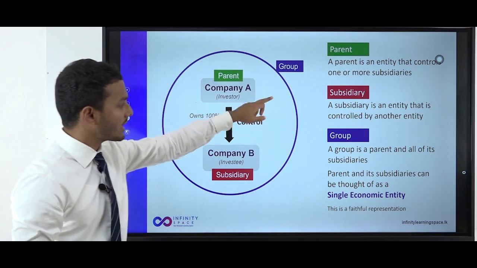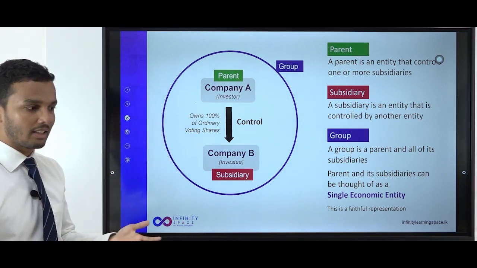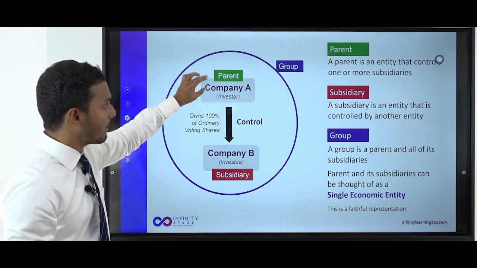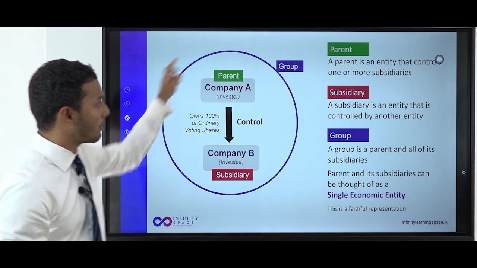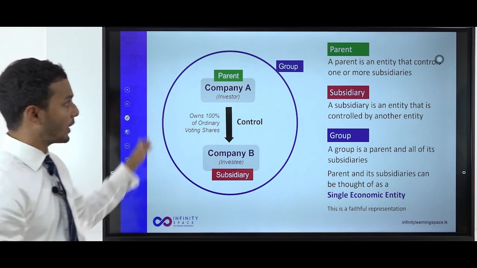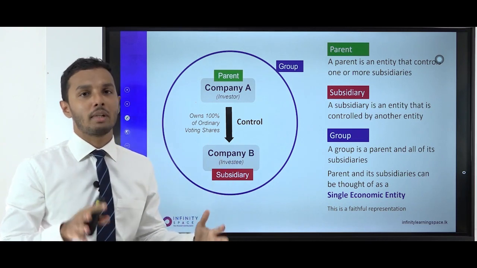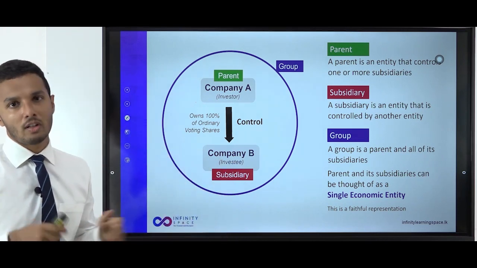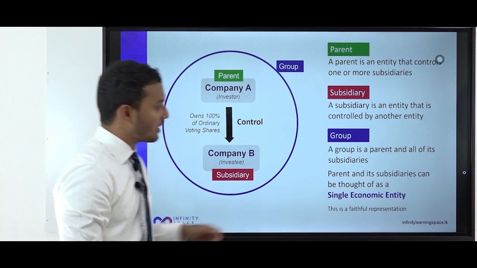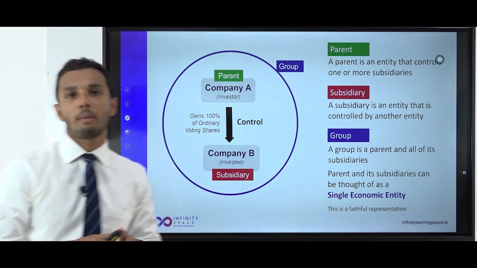And doing this is in adherence with faithful representation. Why? Because we are not going to look at company A and B separately. We are going to look at both of them and say, you know what, it's a single economic entity. You can think of the group as one big company, but keep in mind it's not an actual company, it's something we create for consolidated financial statements, right? So doing consolidated financial statements is in adherence with what we call faithful representation.